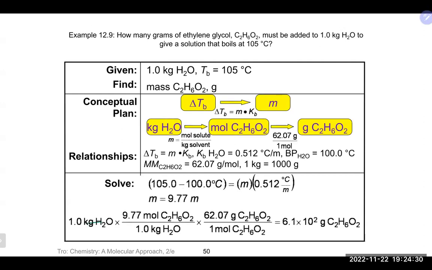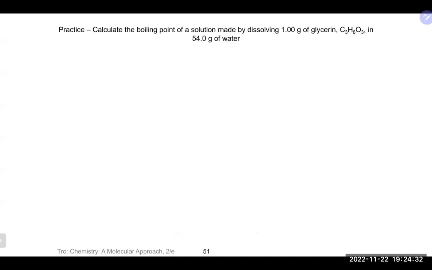It's good. All right, so here we want to calculate the boiling point temperature of a solution you made by dissolving 1 gram of glycerin in 54 grams of water. Once again, our solvent is water and we're doing boiling point. So we'll use our 0.512 degrees Celsius per molal, and our normal boiling point would obviously be 100 degrees Celsius.